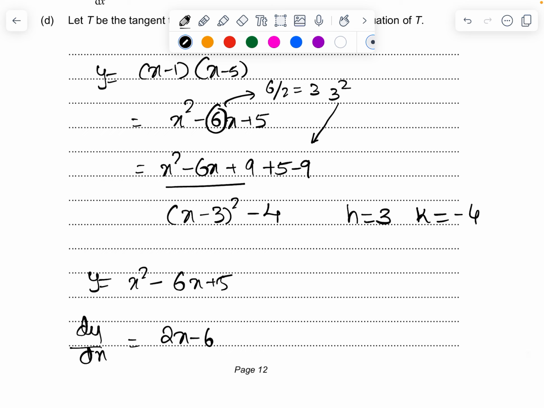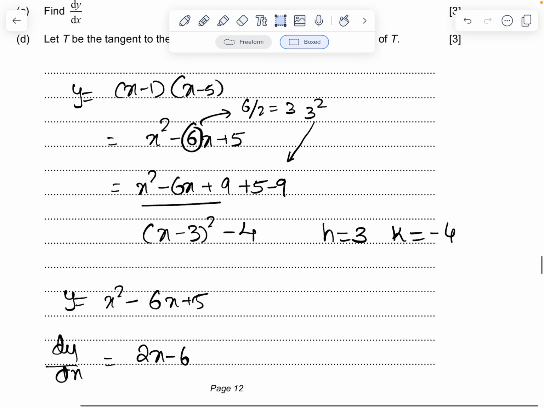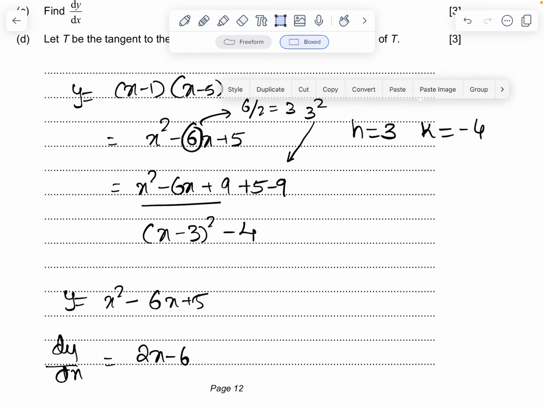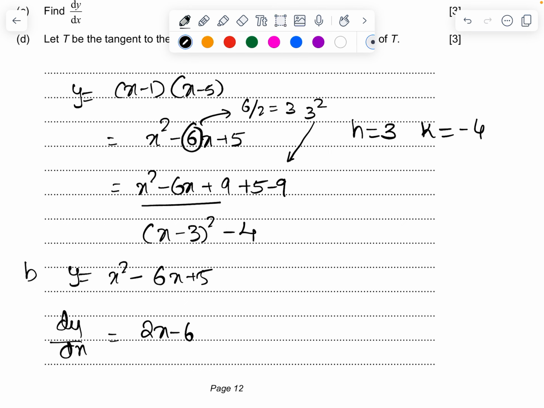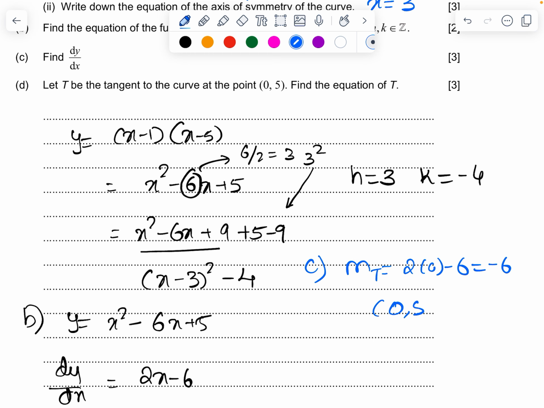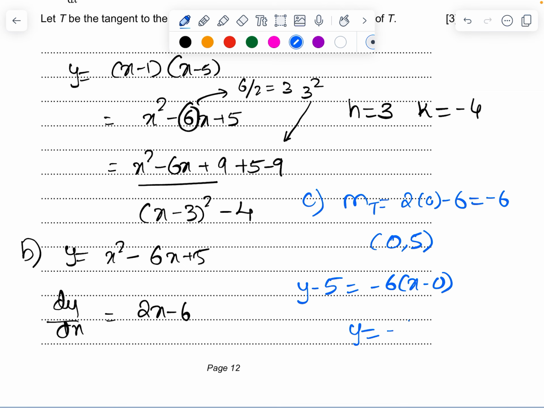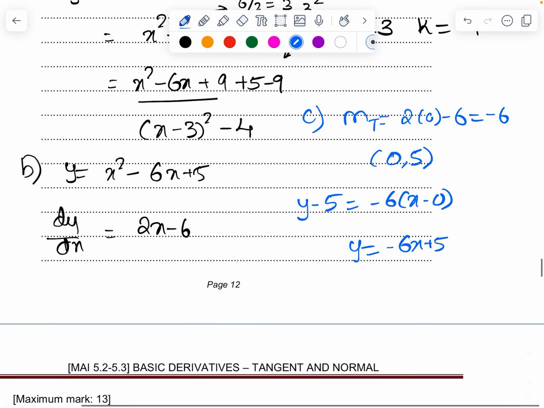So I got the values of h in this one. This one was part B. Now coming to part C. So I'm going to find out the slope of the tangent, which is 2 times 0 minus 6, which is -6. And the point is 0, 5. So y minus y1 equals -6 times x minus 0. So y equals -6x plus 5.